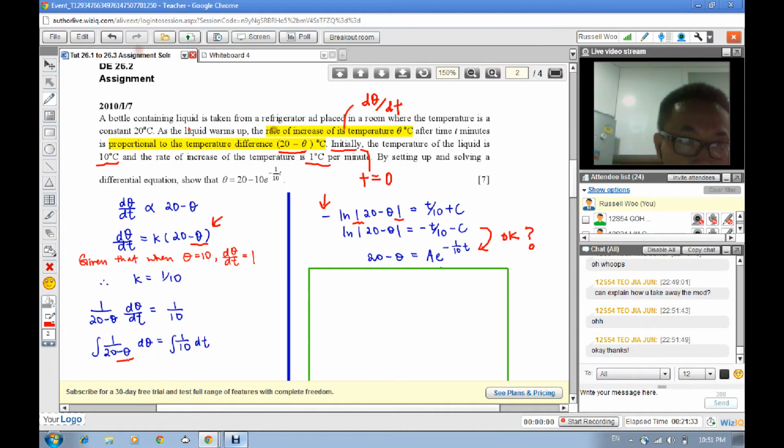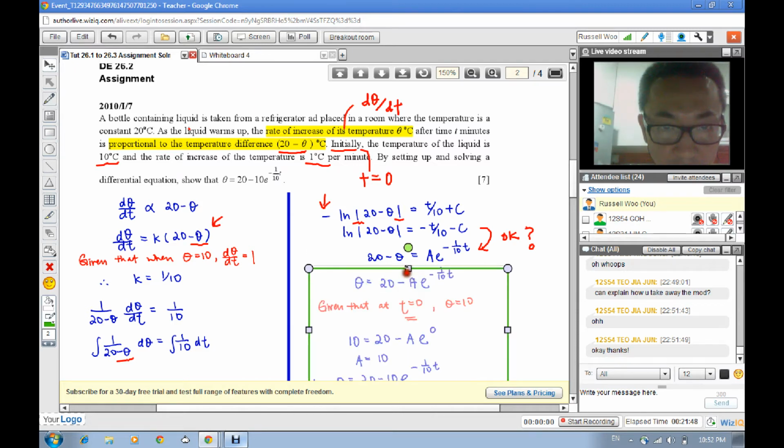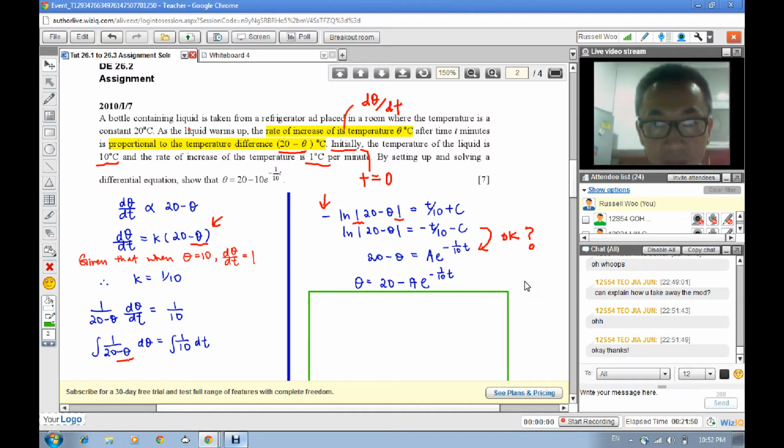No problem. Just a refresher. I know Jia Jin is the only one who asked the question, but I thought some of you may not be 100% clear, so I thought I better go through this piece. Okay, let's move on. Once we get that, then we make theta the subject of the formula.